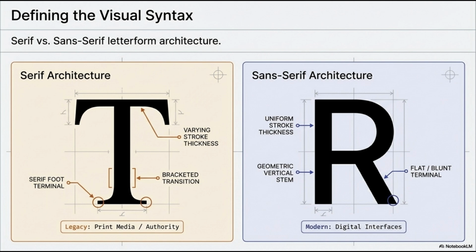Right, but then the second family is sans-serif, and sans is French for without, so these are letter forms completely stripped of those decorative feet. Arial, Helvetica, Roboto.